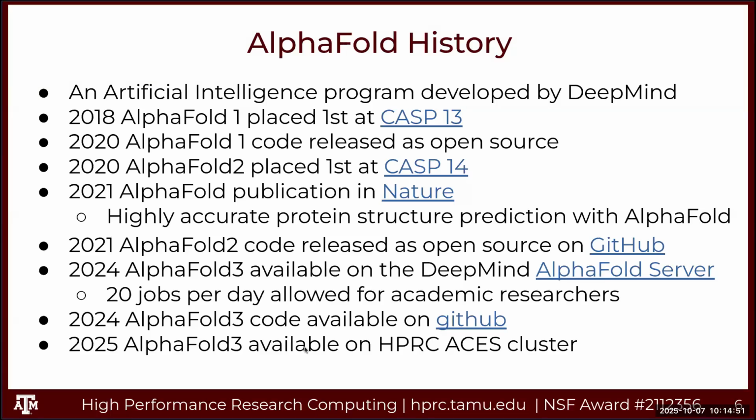And then there's the publications. In 2024 AlphaFold 3 came out, and the only way to run it at that point was using the AlphaFold server, and there were some limitations for academic researchers. Luckily now, the code's available on GitHub. The code is available, but you still have to fill out that Google form and agree to their terms of service in order to download the model parameters file. The code was available in late 2024, and then early this year we got AlphaFold 3 running on ACES.